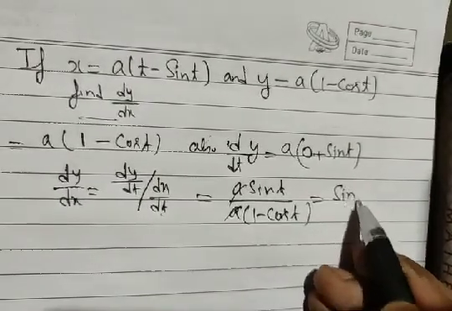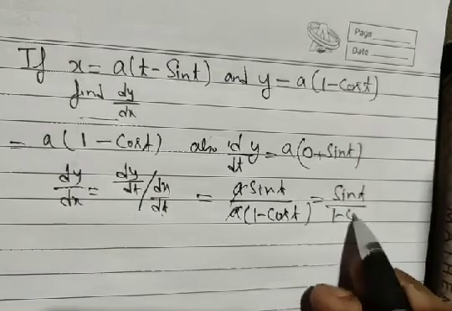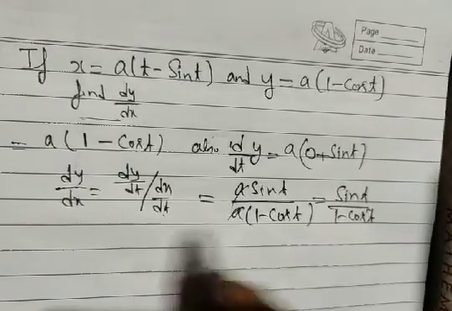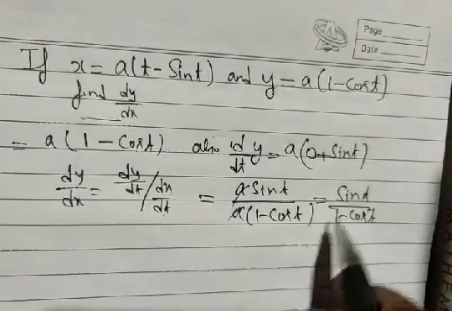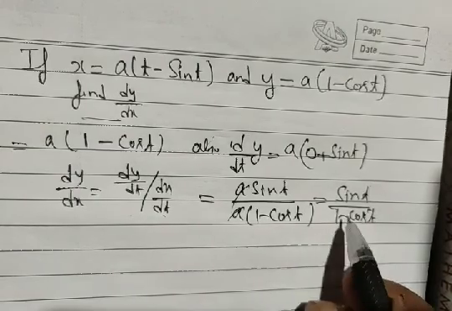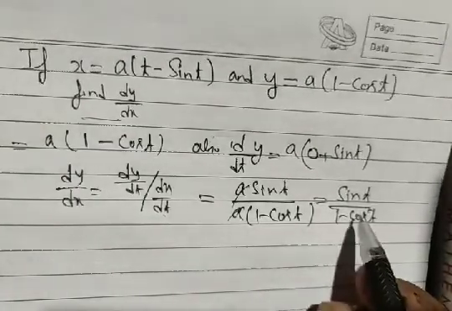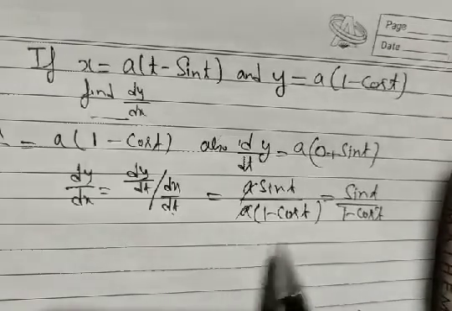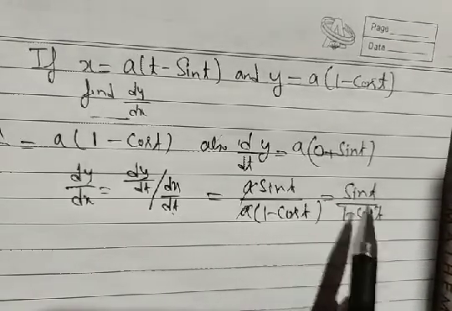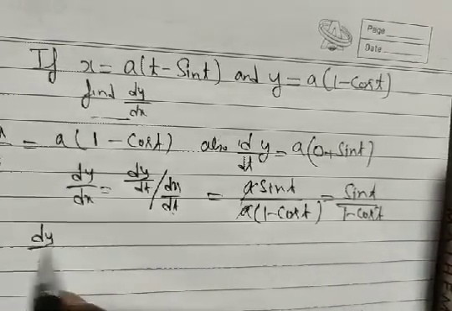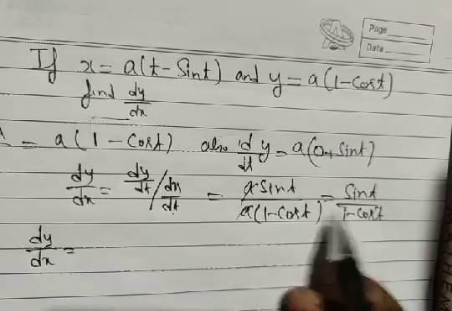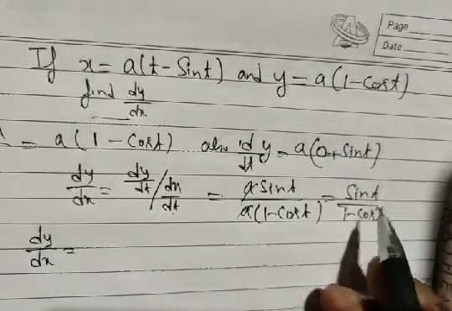Now we have sin t upon 1 minus cos t. This is our dy/dx, but this is not in the simplest form. We have to solve it further, because we always try to write our answer in the simplest form. Here, for dy/dx, we use the trigonometric identities. What is the value of sin t?